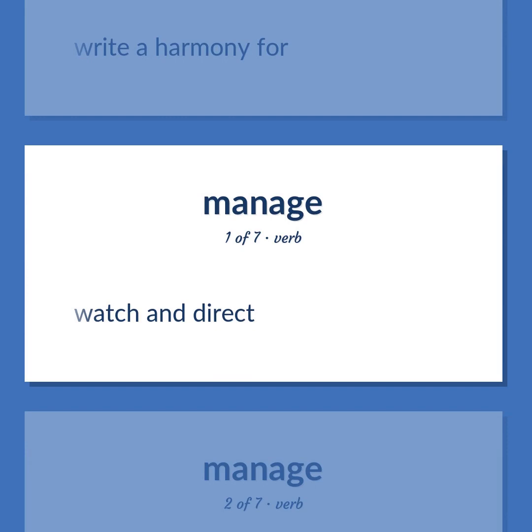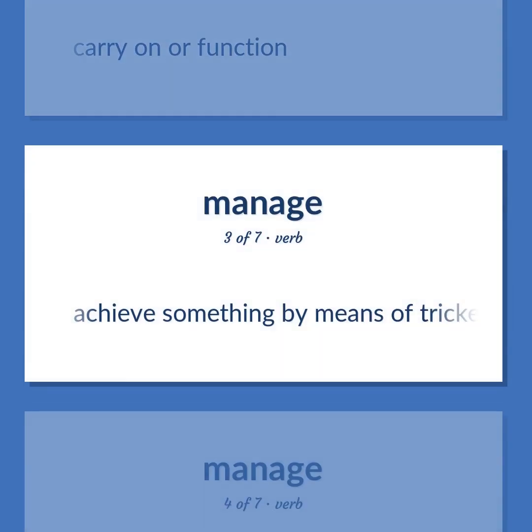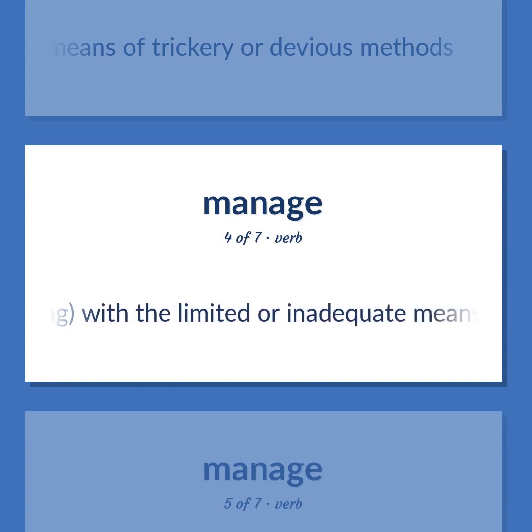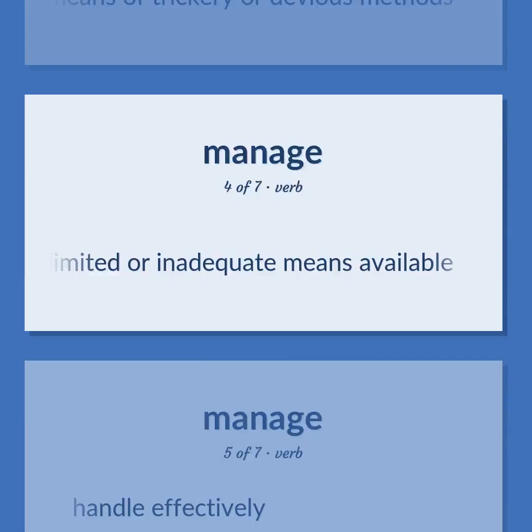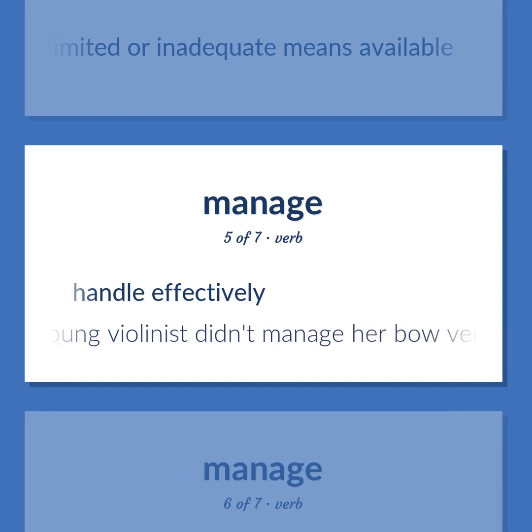Watch and direct. Carry on or function. Achieve something by means of trickery or devious methods. Succeed in doing, achieving, or producing something with the limited or inadequate means available. Handle effectively. The young violinist didn't manage her bow very well.